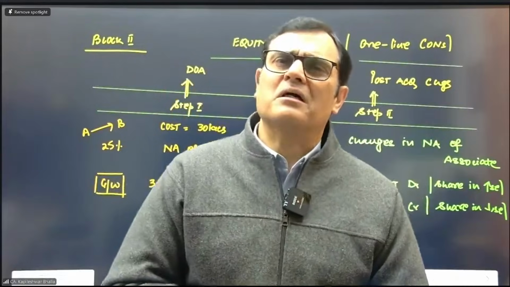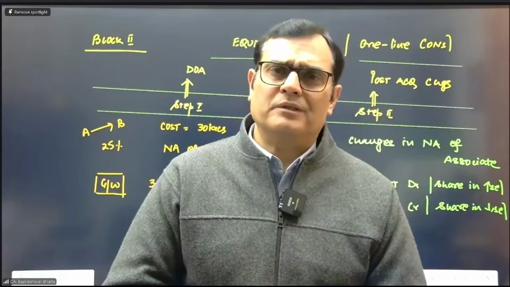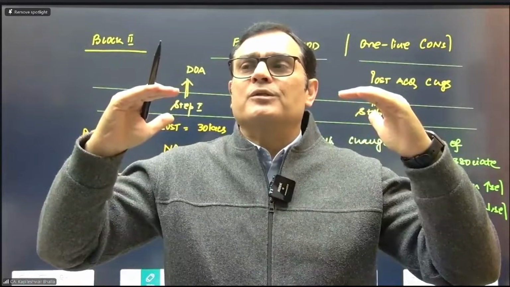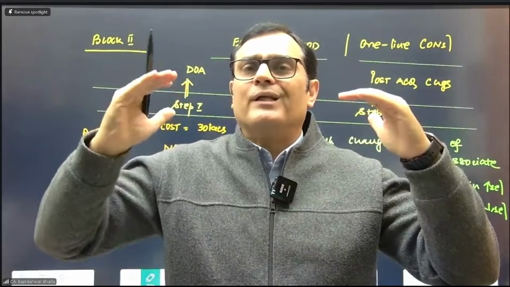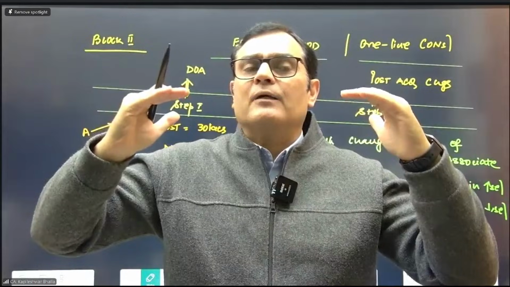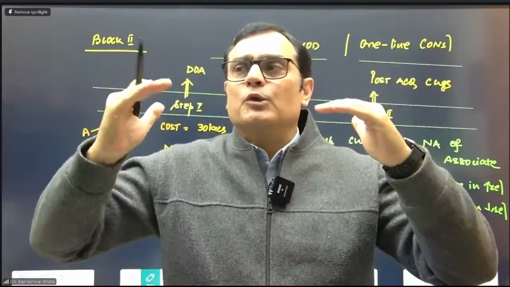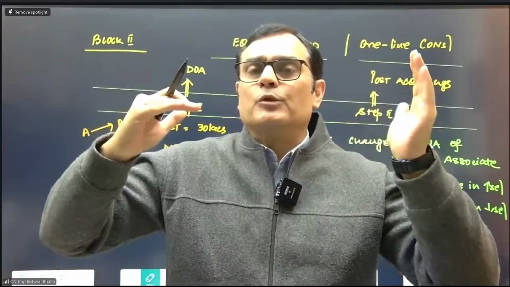Simple. Mirror accounting is what we're going to do. If the net assets of the associate go up, and the associate credits P&L, then I, as an investor, will also credit P&L. If he credits OCI, I'll also credit OCI.